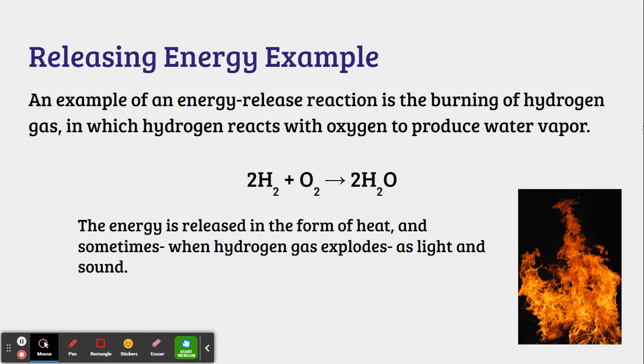And so, what would be an example of an energy releasing reaction? This would actually be the burning of hydrogen gas, or fire. Here we see hydrogen reacts with oxygen to produce water vapor. The energy as a result is released in the form of heat, and sometimes when hydrogen gas explodes, it can even be released as light or even sound.